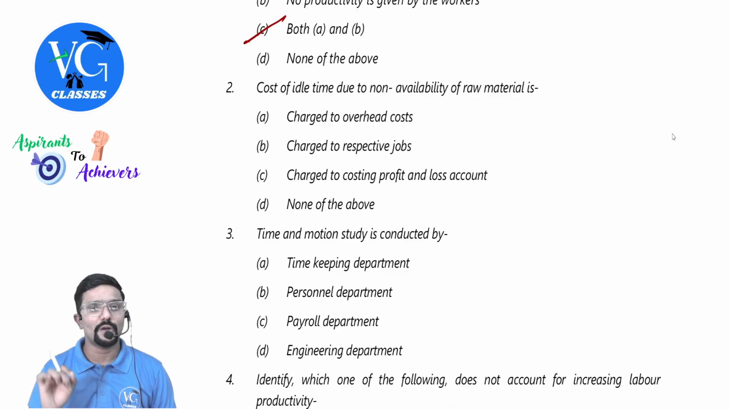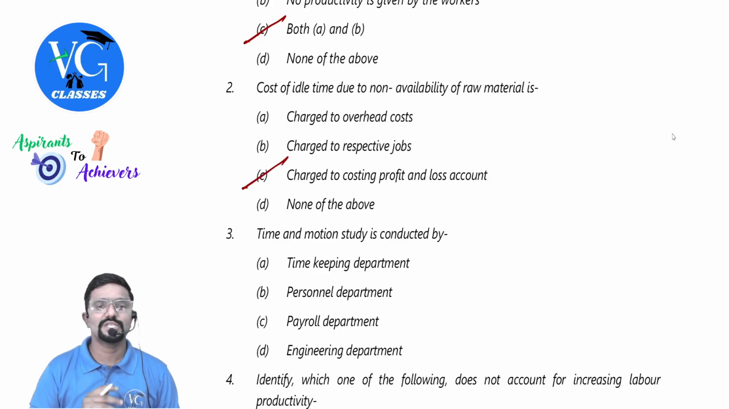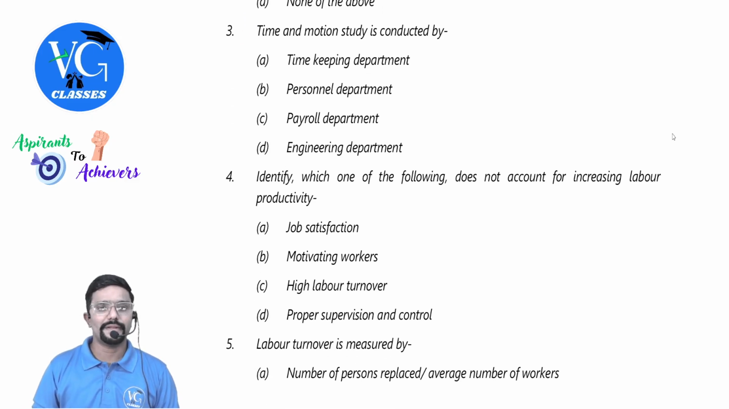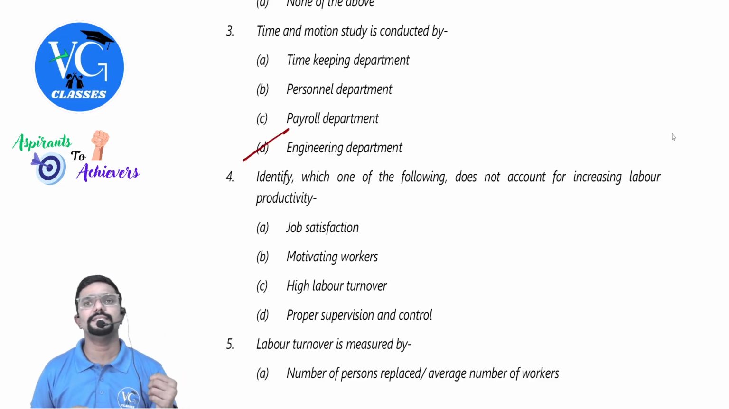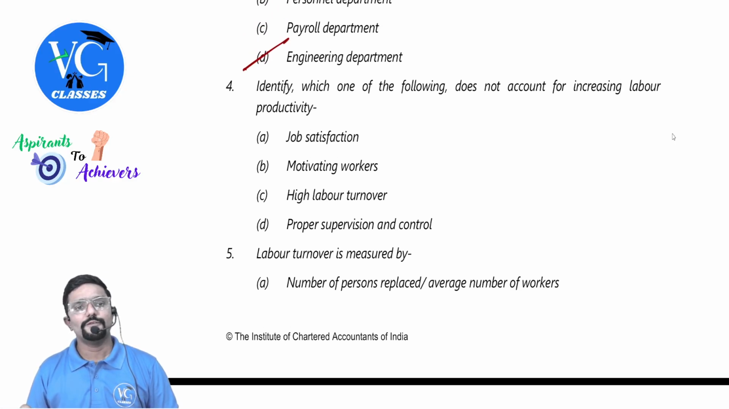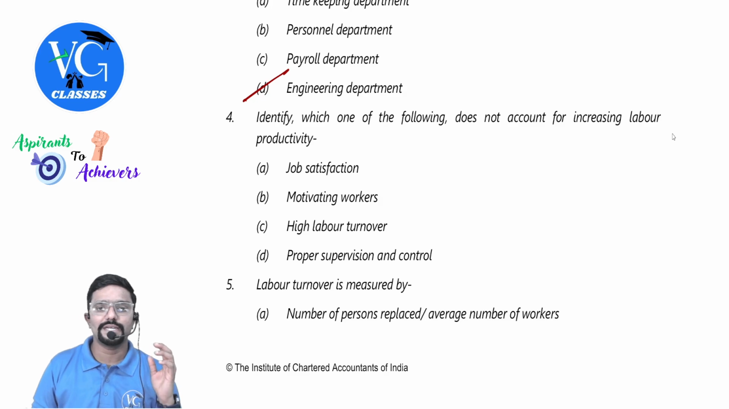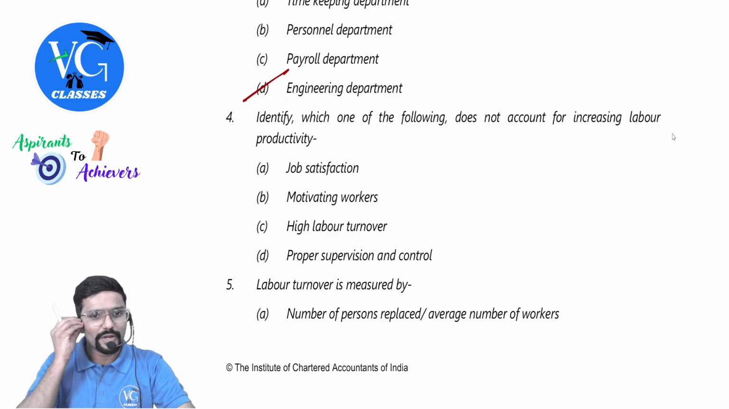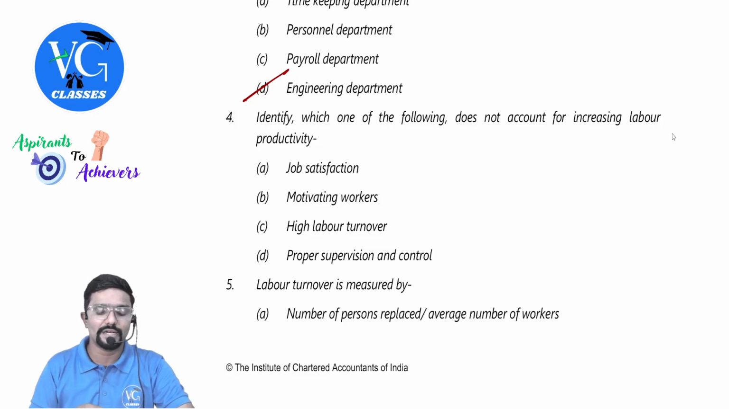Cost of idle time due to non-availability of raw material is charged to overhead cost, charged to respective job, charged to costing profit and loss account, none of the above. Charged to costing profit and loss account. Then the third one, time and motion study is conducted by timekeeping department, personal department, payroll department, engineering department.